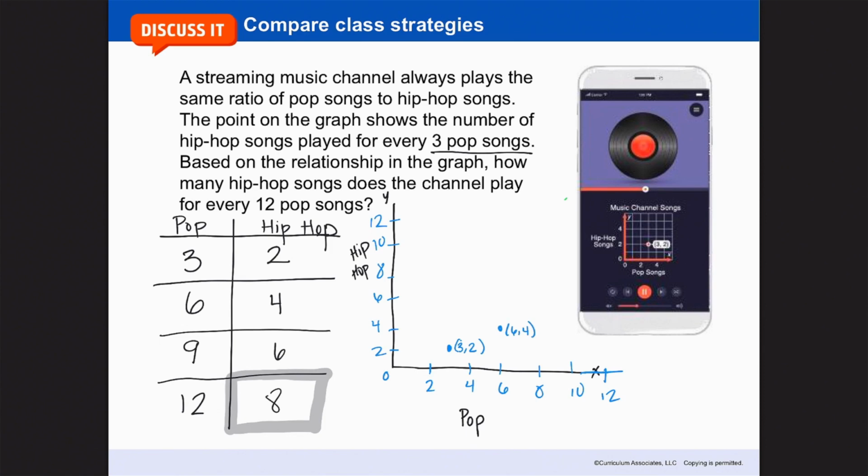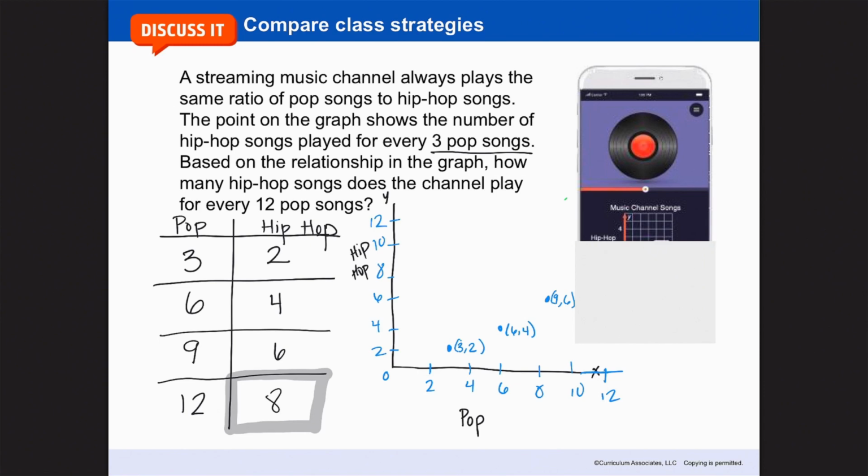And so on. We'll go 9, 6. And we're kind of getting over into this. Let's do this. We'll give ourselves a little bit of space here. And then we'll look over, and our last one is going to be 12 up to 8. So we'll do 12, 8.